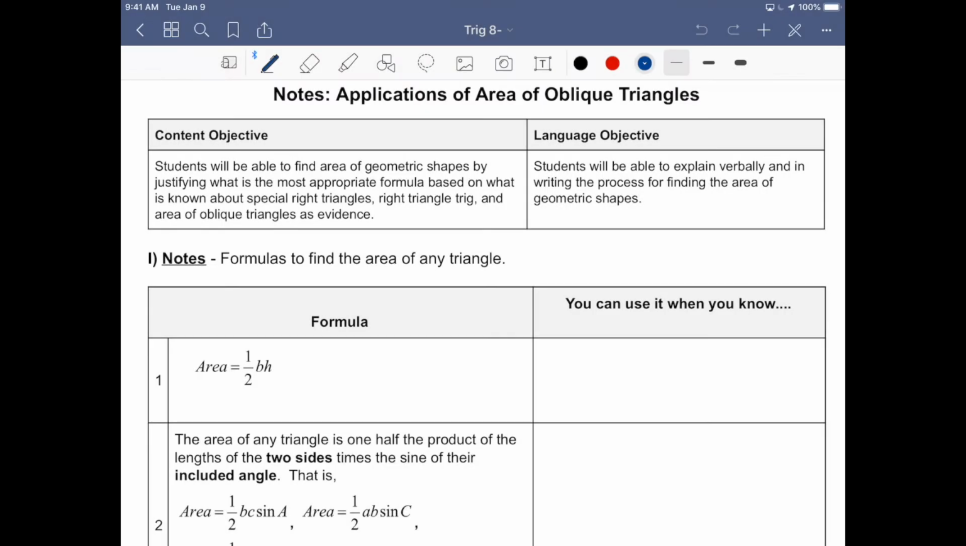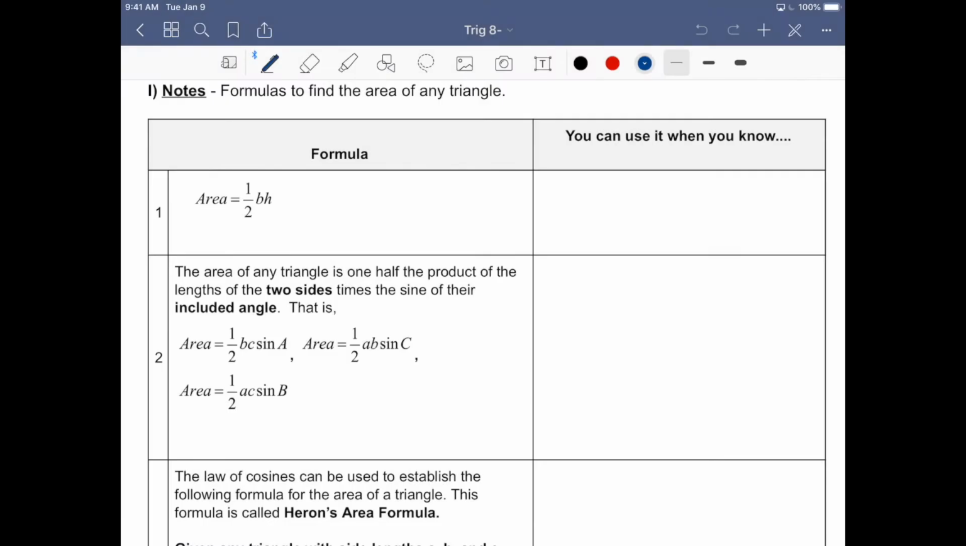Welcome to our notes and applications of area of oblique triangles. Students will be able to find area of geometric shapes by justifying what is the most appropriate formula based on what is known about special right triangles, right triangle trig, and area of oblique triangles as evidence. So here are the formulas to find the area of any triangle.